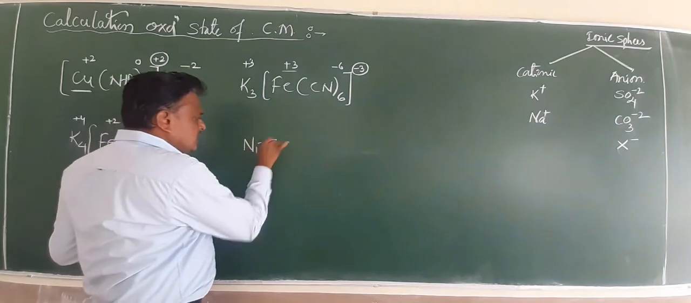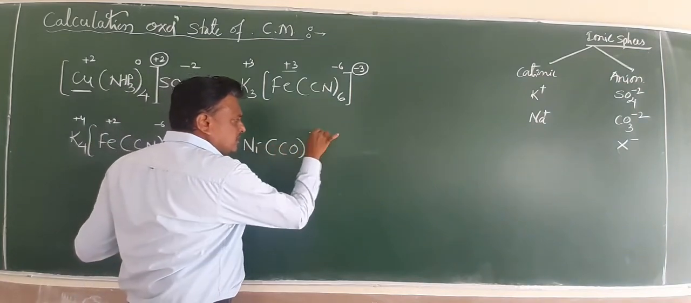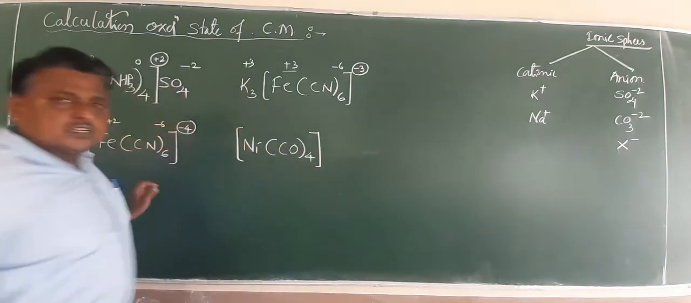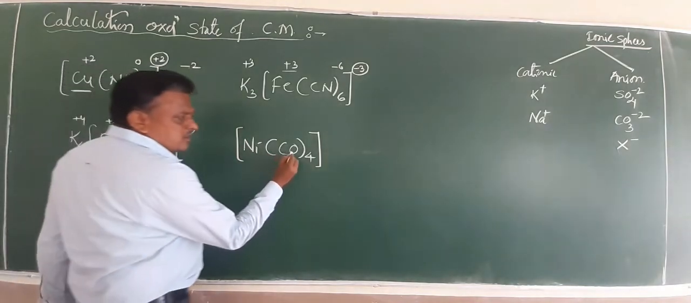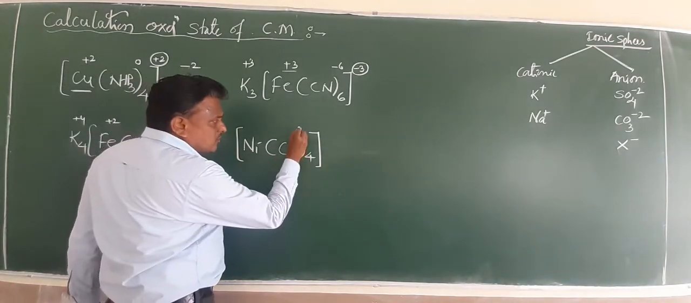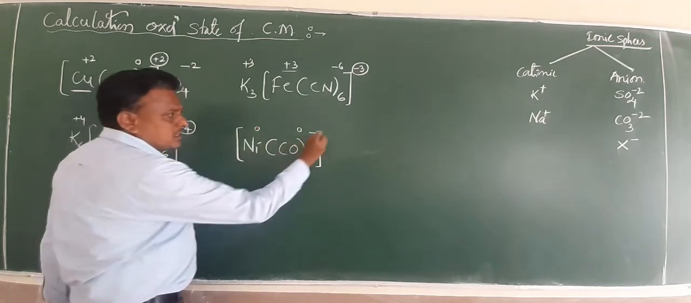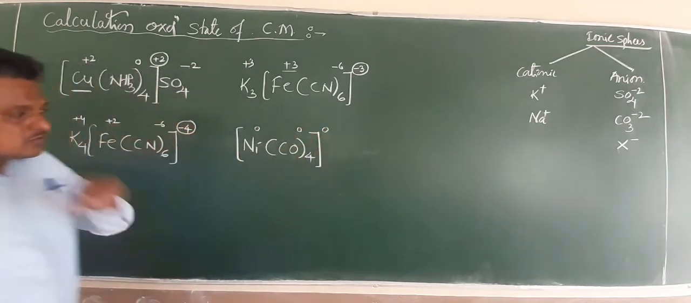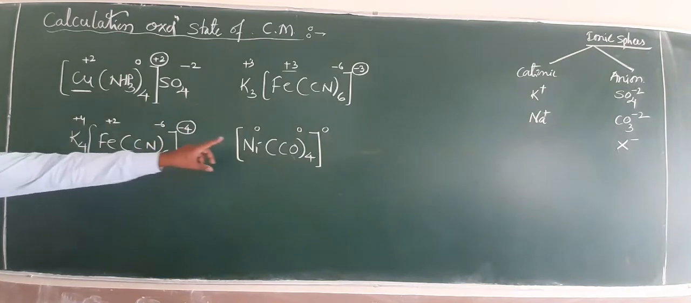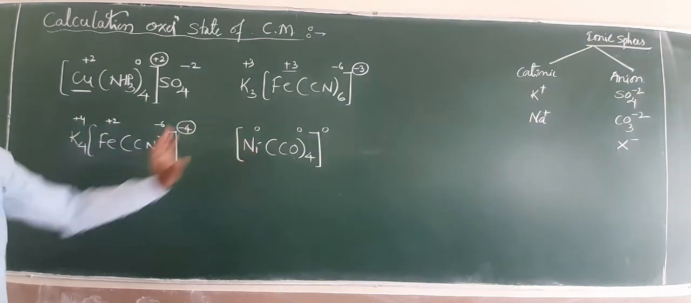Similarly, Ni(CO)4. It is only the coordination sphere. Keep in mind, carbonyl is a neutral ligand, 0. If it's 0, the nickel becomes 0. The net whole charge becomes 0. This is also one type of neutral complex.